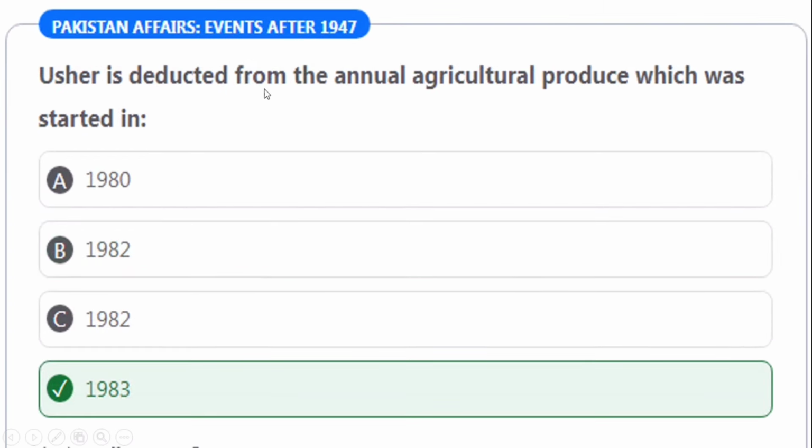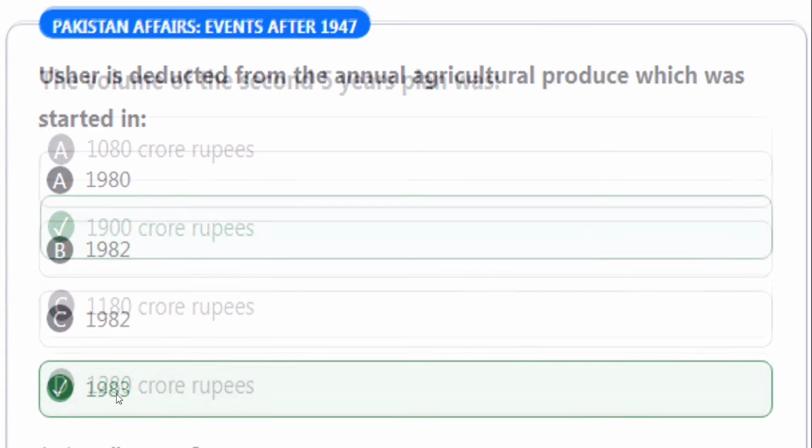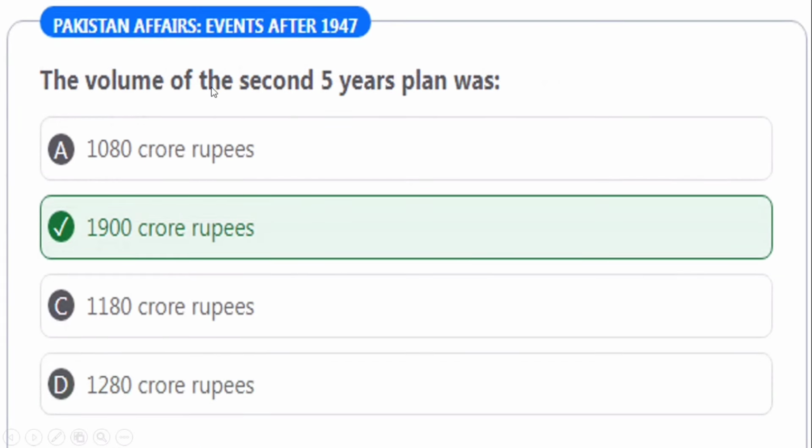Ushr is deducted from the annual agricultural produce, which was started in? Right option A, D number, 1983. The volume of the second 5 years plan was? Right option A, B number, 1900 crore rupees.